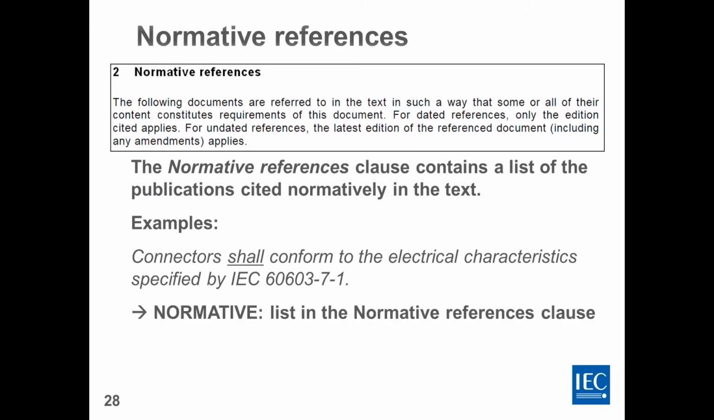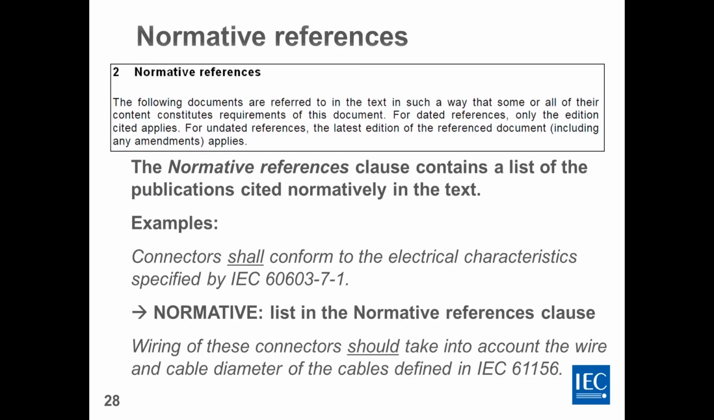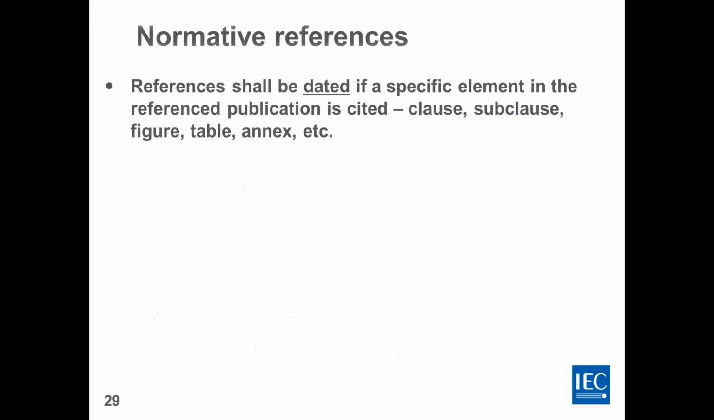One other aspect linked to normative references is the dating of references. If we make reference to a specific element of a reference publication, for example, a clause, a subclause, a figure, a table, an annex, etc., that reference needs to be dated. Why is that the case? It is because from one edition of a standard to the next, clause 3 or clause 4 or whatever numbered item we're referring to can change. So this ensures that we are referring to one specific element, one specific set of circumstances which is fixed in time.